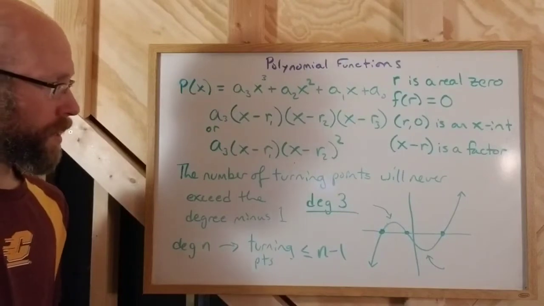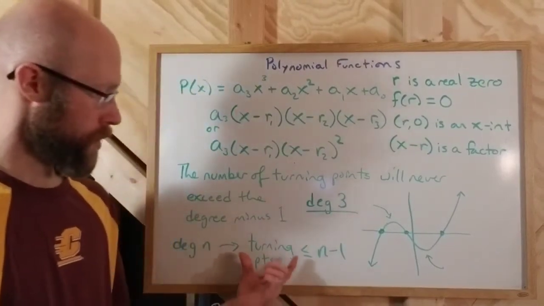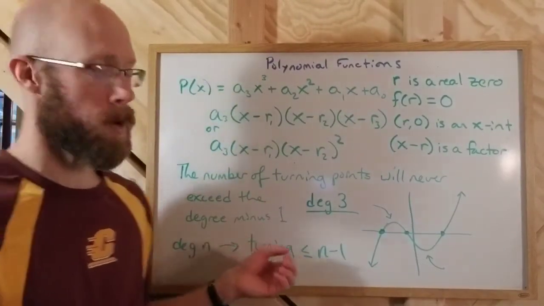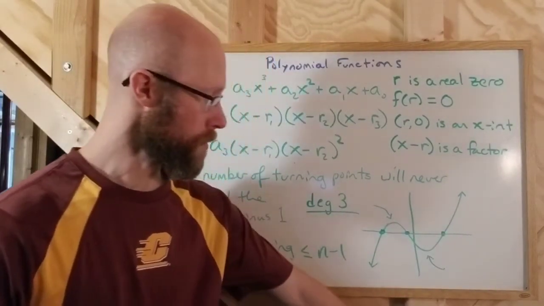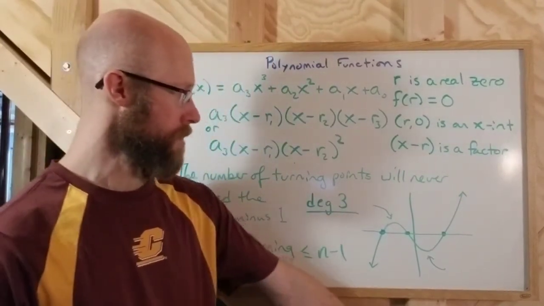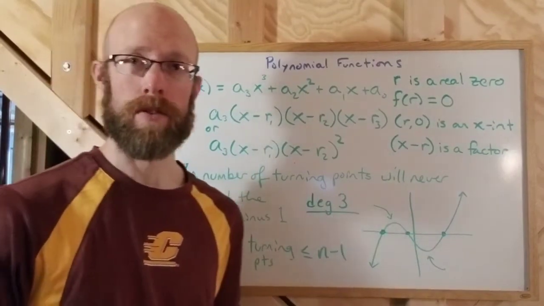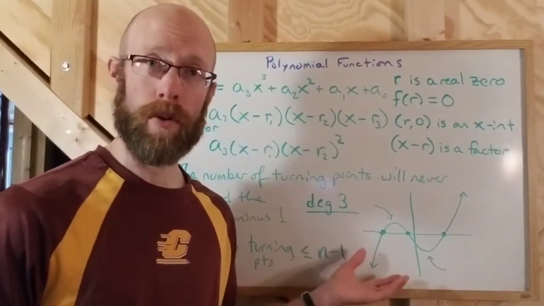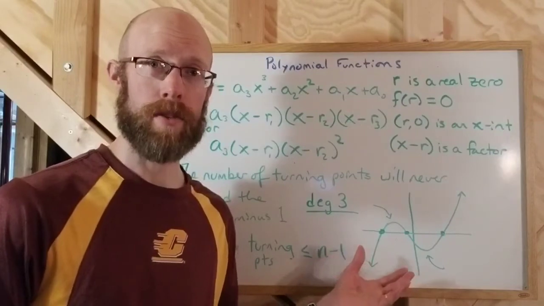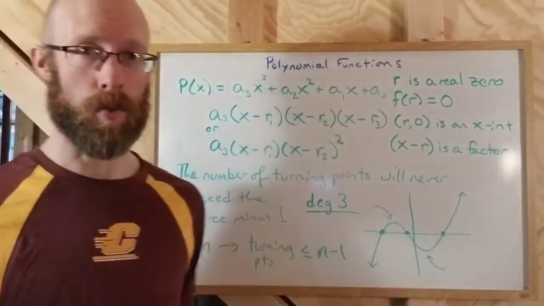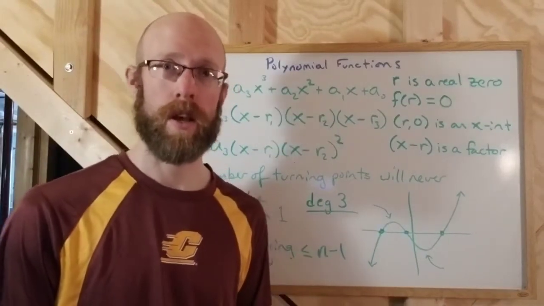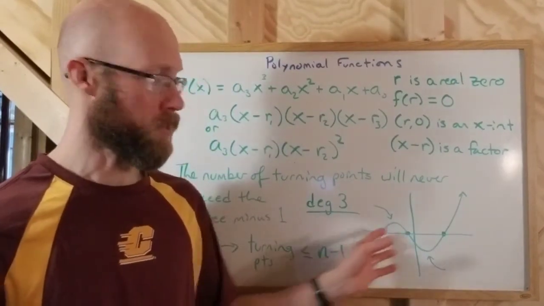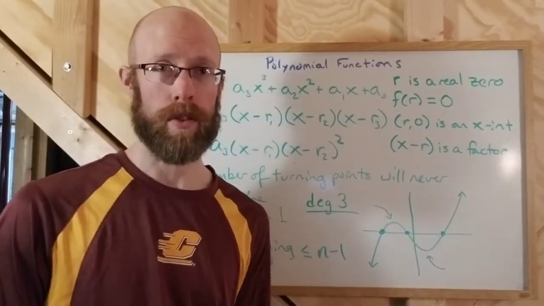All right, so we have a relationship now between the number of turning points, the number of x-intercepts, and the degree of the polynomial. And that's going to be very important moving forward. Now, you can have degree 3 polynomials that have fewer turning points or fewer x-intercepts, all based upon how these factors work out. If there are some repeated factors, if there are complex factors, you can have other situations, but you cannot have more than 3.